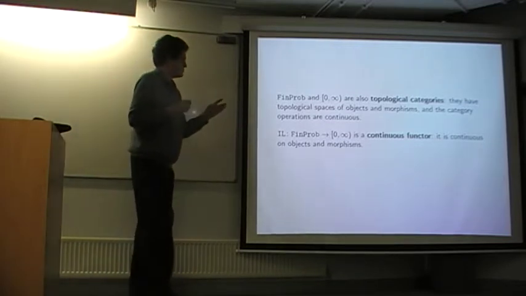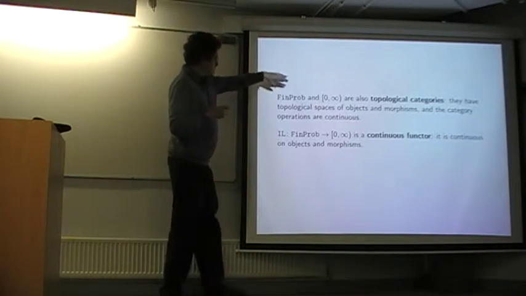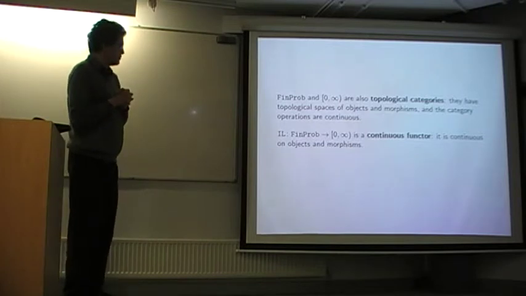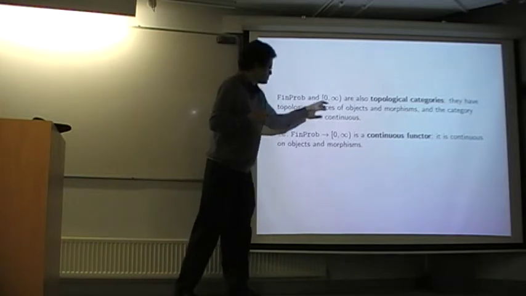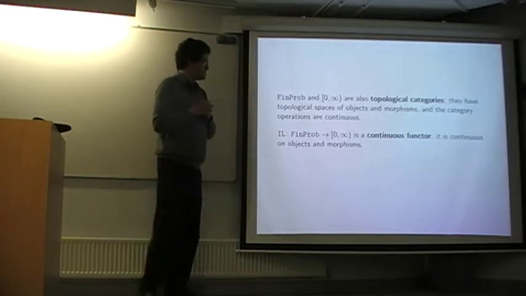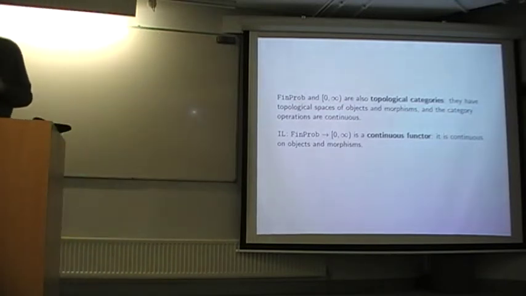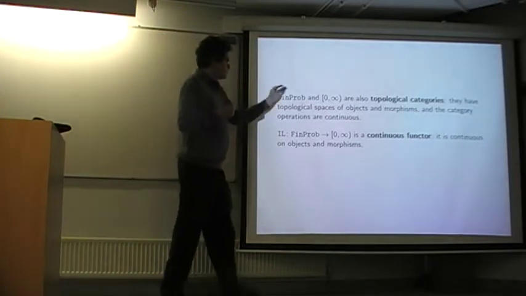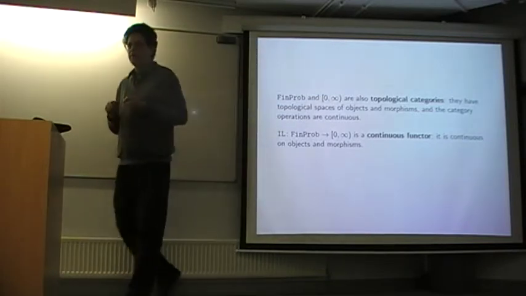So I don't want to rake you over the coals of this in too much detail, but there's a way to make these things, FinProb and [0,∞), which are categories, into topological categories. A topological category is just a category that has a topological space of objects and a topological space of morphisms, where all the maps involved in the definition of a category, meaning composition, are continuous. So, all of that's a fancy way of saying that we all know what it means to change a number from 0 to infinity a little bit.